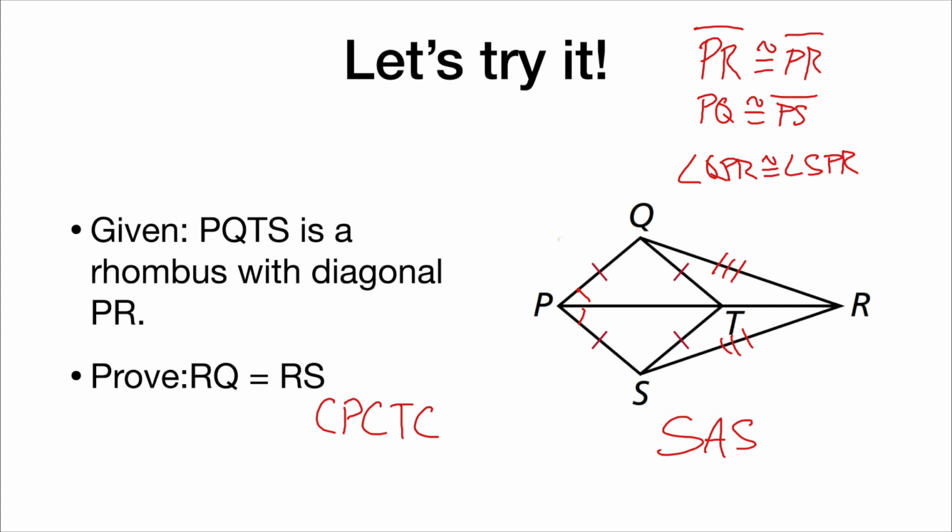All right, let's move on, because we're now going to be talking about the conditions that we can use for special parallelograms. In other words, these are the things that now we could use to prove something is, say, a rectangle, a rhombus, or a square. These are going to be very similar to what we just talked about, but let's first talk about the conditions for rectangles.